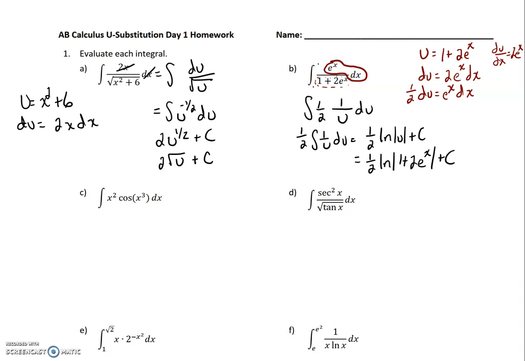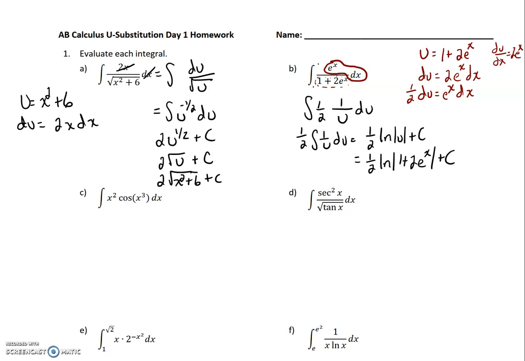And I can rewrite finally just in terms of x. And I failed to do that on the first one, I'm sorry. I should have rewritten this in terms of x. This would have been 2 times the square root of x squared plus 6 plus c. And this next one is 1/2 ln of the absolute value of 1 plus 2e to the x plus c. I've mentioned before, but don't worry too much about the absolute value bars for now.